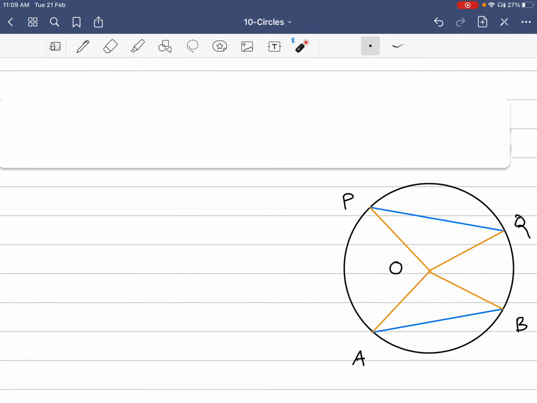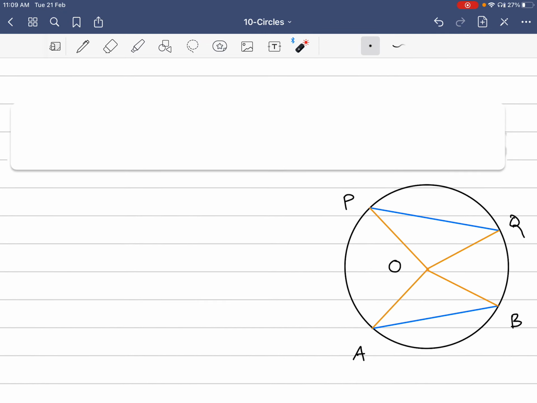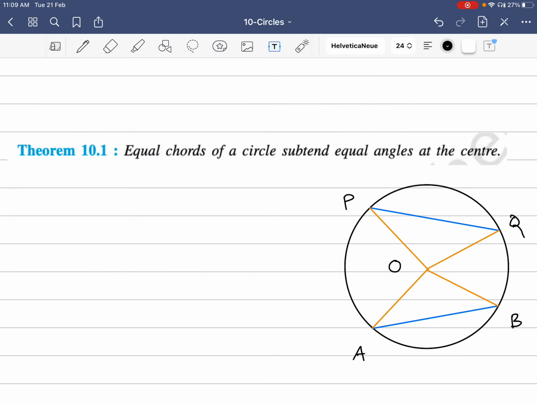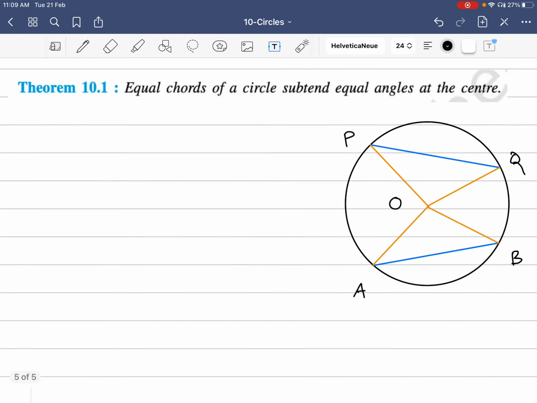Yes, I already have a figure in place, but first we will see what the theorem reads. So let's bring the theorem into focus. Okay, let's read this theorem. Equal chords of a circle subtend equal angles at the center.